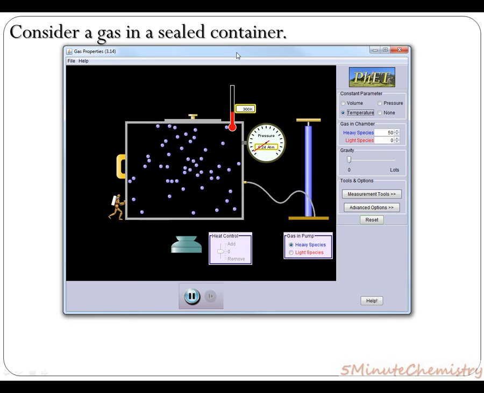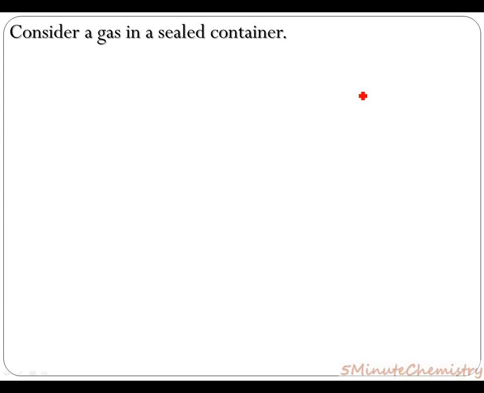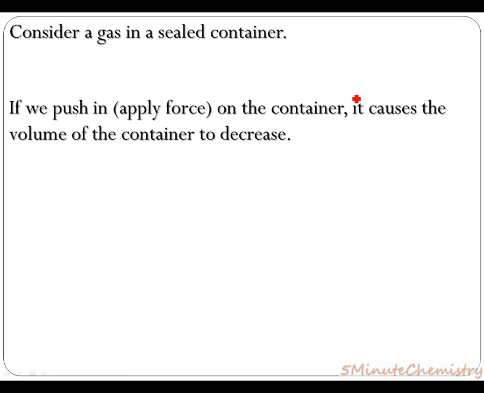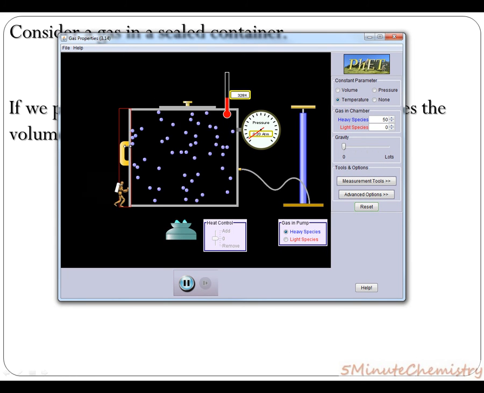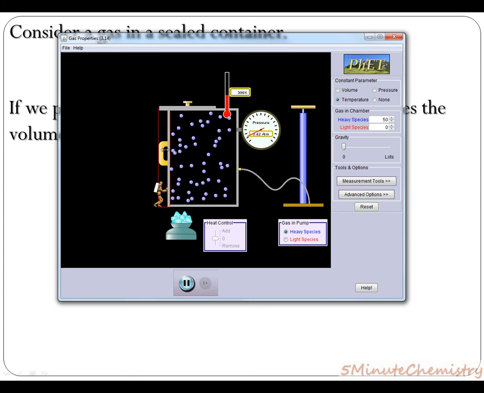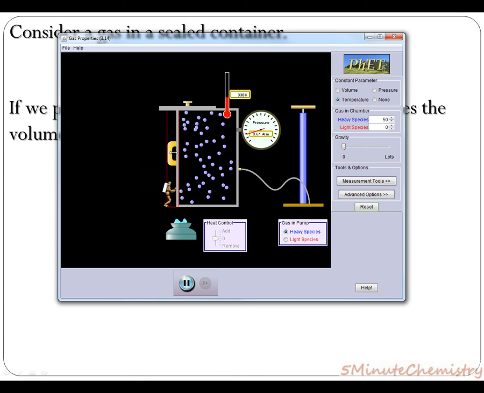And what we're going to do is make a change. First, we're going to push in on the container. We're going to squeeze that container. We're going to apply a force, and that causes the volume of the container to decrease. So we'll do that now. We will push in, the volume of the container goes down, and you notice the proximity of the particles gets smaller and smaller. Also, the thing to note, we're keeping temperature constant in this case.